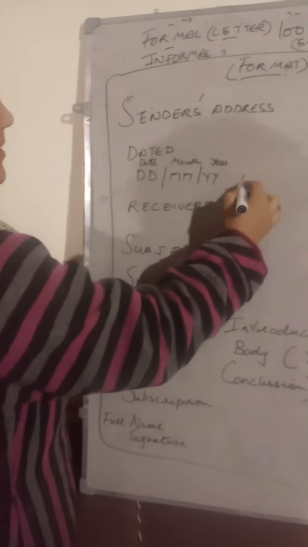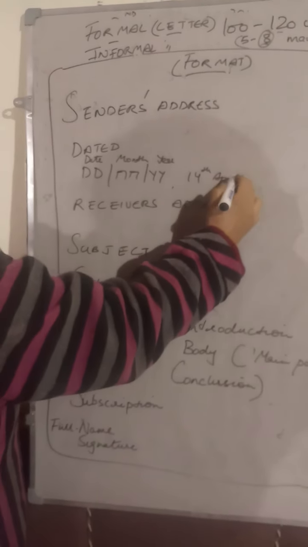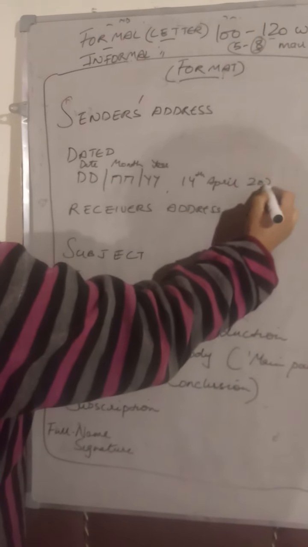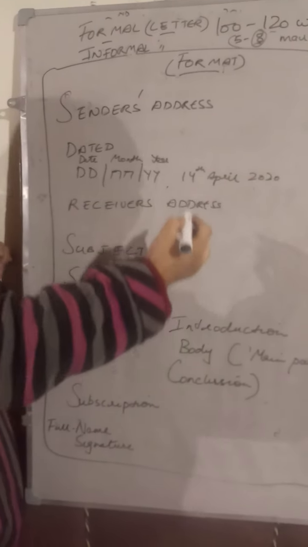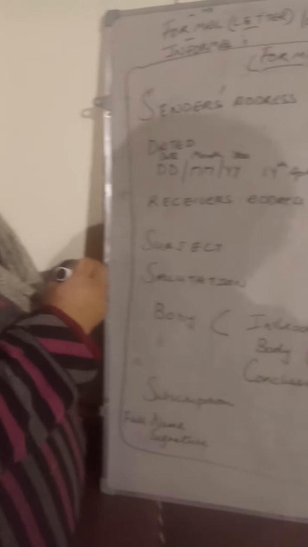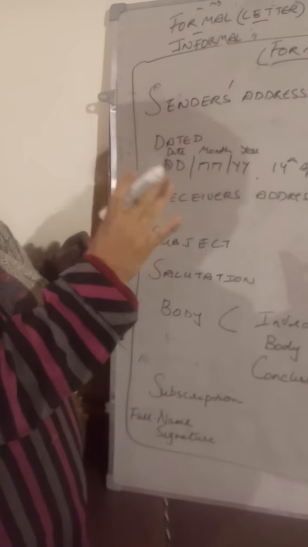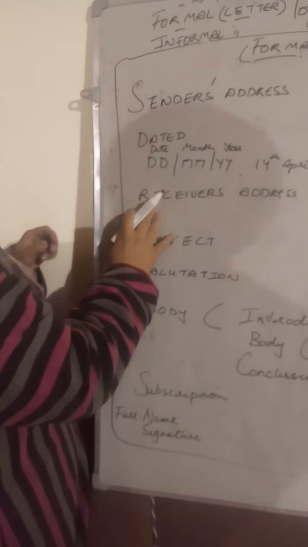So it should be 14th April 2020. We are not putting any commas in between. Earlier we used to put a comma, but now the comma is gone. There is no comma. If you put a comma, half a mark is gone. Remember that. Then you have the receiver's address, the person you are sending this letter to, here.